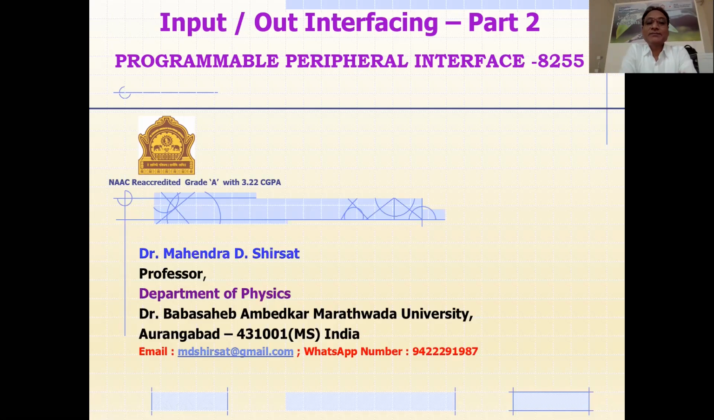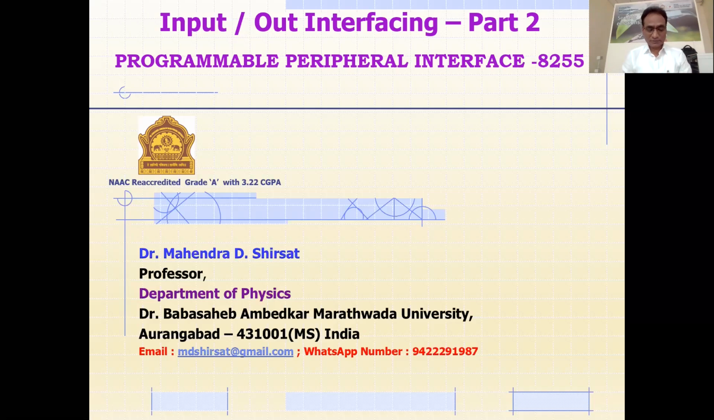Good afternoon, everybody. Today we are going to discuss the Programmable Peripheral Interface IC, which is 8255. In the first part of this chapter, IO interfacing, we have discussed what the input interface circuit is and what the output interface circuit is.